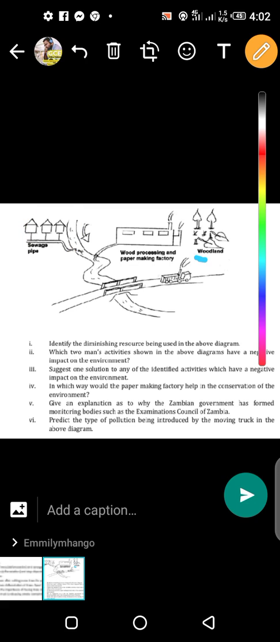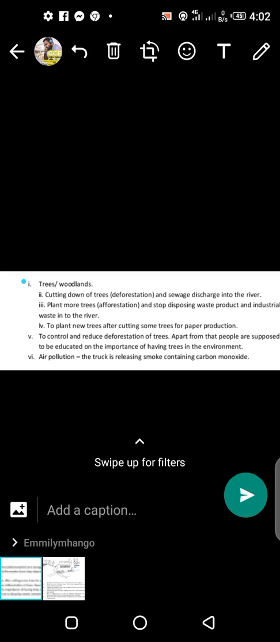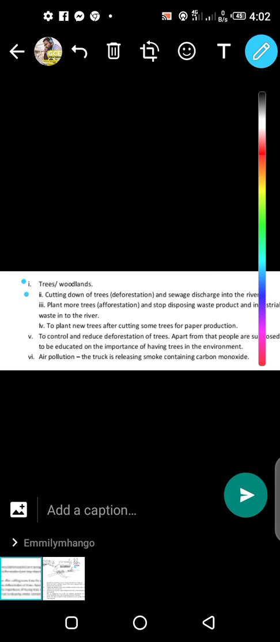So two activities have a negative impact. The first one is the cutting down of trees, which is called deforestation. So when you come this side, that's why for question 2 the answer is, as you can see there, the cutting down of trees is called deforestation. Have you seen? That word is called deforestation. What is the scientific name to cut trees? It's called deforestation.